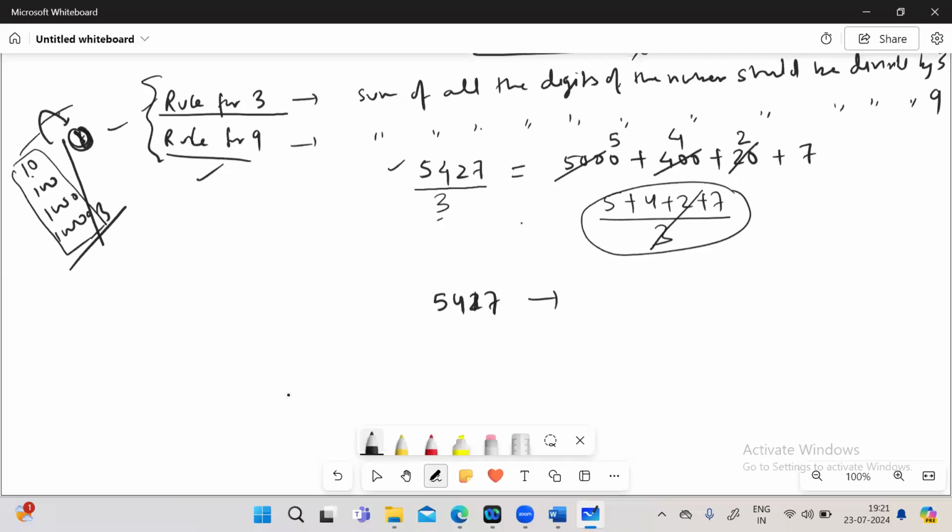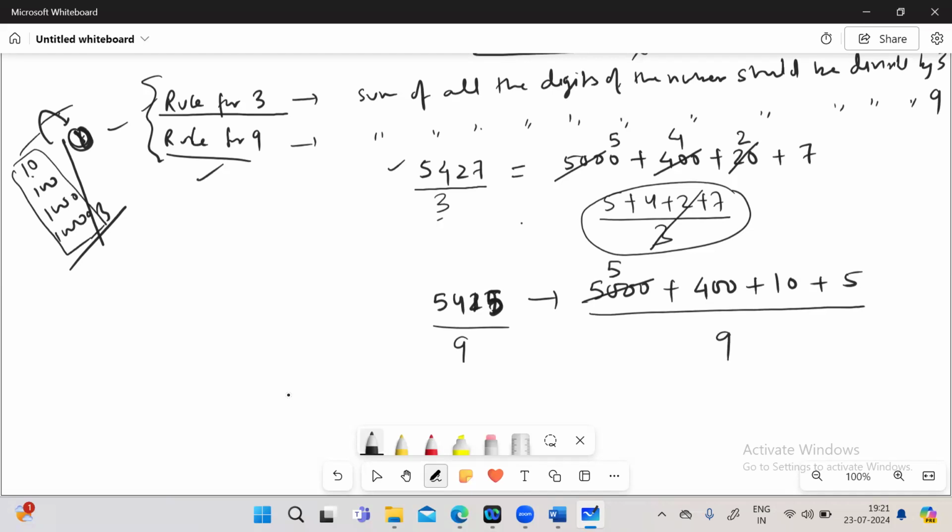Let's say I'm keeping here as this. So the number is now 5000 plus 400 plus 10 plus 5. And I'm dividing it by 9. So if we divide it by 9, 5000 will give you remainder 5. 4000 will give you remainder 4. 400 will give you remainder 4. 10 will give you remainder 1 and 5 as it is.